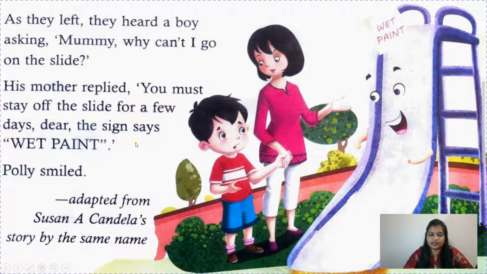So children, I hope you have enjoyed the story. It's such a good story, and I think all of you are like Polly. All of you are very good students. All of you are very good children. When you go to the park, you don't pluck flowers. You don't hit the other children. You follow and go in a line like this. Okay. So this story is adapted from Susan Candela's story by the same name. So it was a beautiful story, children.